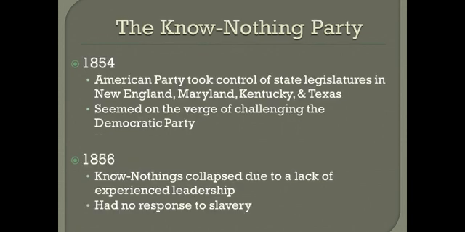So the Know-Nothing Party in 1854, they took control of the state legislatures in those states, and they seemed on the verge of challenging the Democratic Party. It actually looked like they were going to mount a serious effort. But in 1856, they collapsed because there was nobody experienced to lead them, and they had absolutely zero response to slavery, which of course was a key issue of the day.